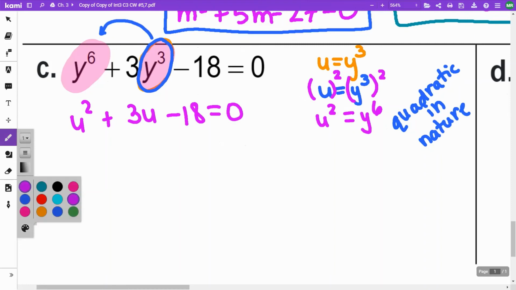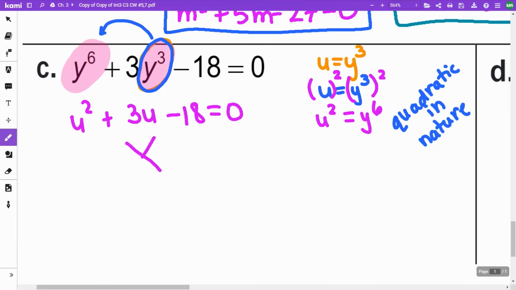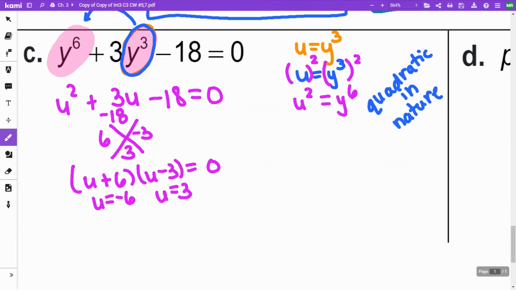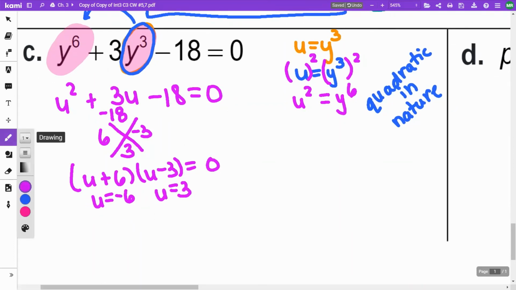So now I'm going to solve this. This is just a plain diamond. What multiplies to negative 18 and adds to 3? A positive 6 and a negative 3. So my factors are going to be u plus 6 and u minus 3 equals 0. I get a really simple problem at this point. I solve the first parenthesis. What makes that 0? A negative 6. What makes the second parenthesis a 0? A positive 3, which would be great if we had u in our problem.